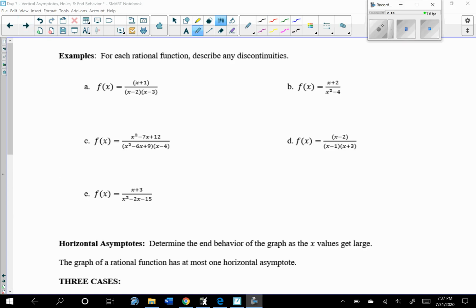So for each rational function, we're going to describe any discontinuities. So we want to figure out, is it a hole versus a vertical asymptote? So which one is it? Looking at this first one, first thing you want to do is factor the numerator and denominator, which is already done for us, which makes it easy.